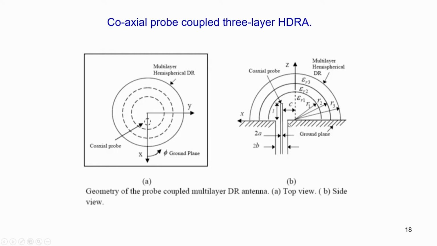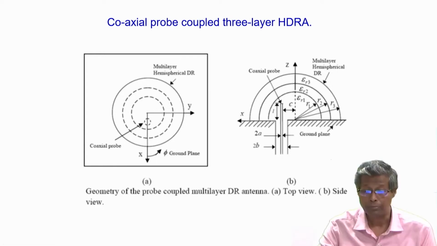The outer conductor of the probe is shorted to the ground plane and the inner conductor protrudes up to the dielectric resonator antenna and feeds the antenna. This is the footprint of the antenna on the ground plane and this is the location of the coaxial probe.